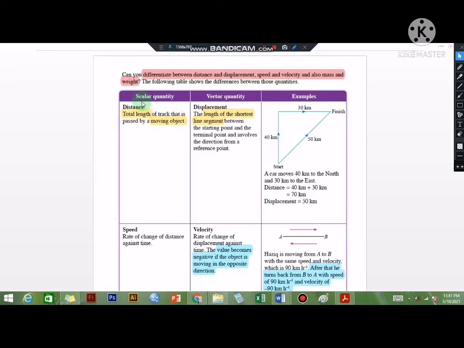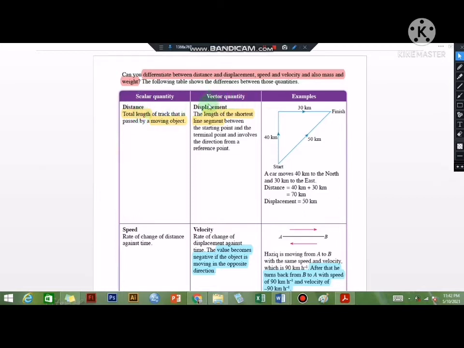Okay class, let's look at the next example. Can you differentiate between distance and displacement, speed and velocity, and also mass and weight? The following table shows the differences between those quantities. Let's look at the first one, distance. Distance is considered a scalar quantity. Distance is the total length of track that is passed by a moving object. Remember this one. Distance is a scalar quantity because it doesn't have a direction. It only has a magnitude.